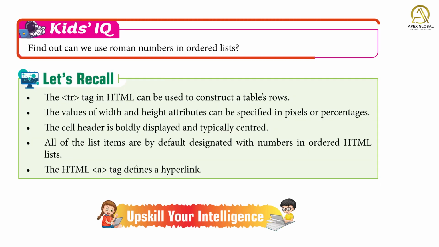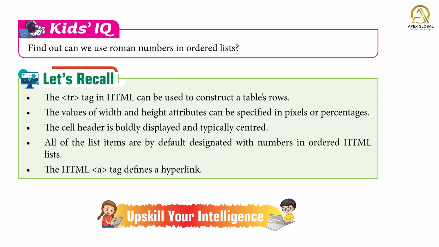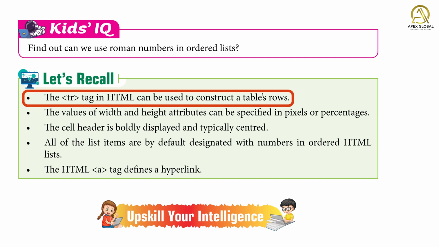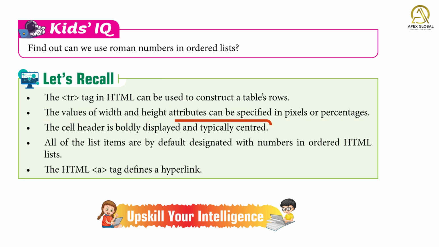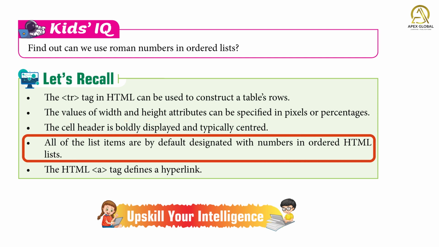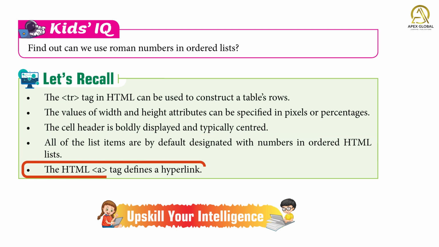Kids IQ. Find out, can we use Roman numbers in an ordered list? Let's recall. The tr tag in HTML can be used to construct a table's row. The values of width and height attributes can be specified in pixels or percentages. The cell header is boldly displayed and typically centered. All of the list items are by default designated with numbers in an ordered HTML list. The HTML <a> tag defines a hyperlink.